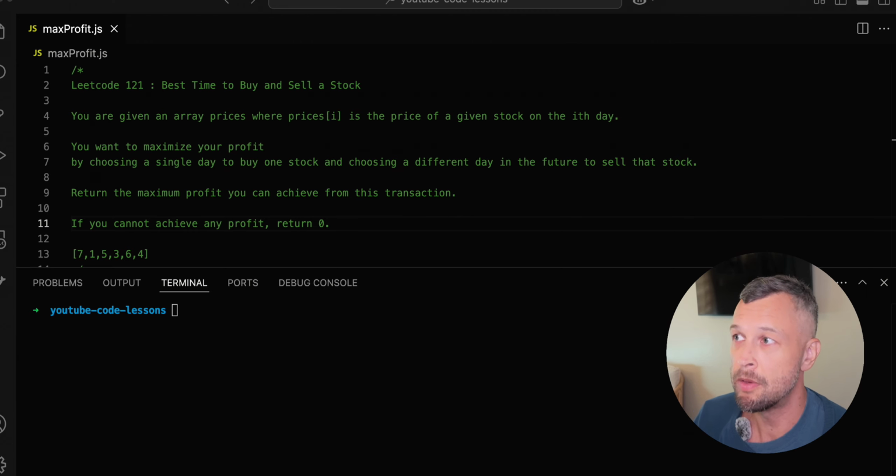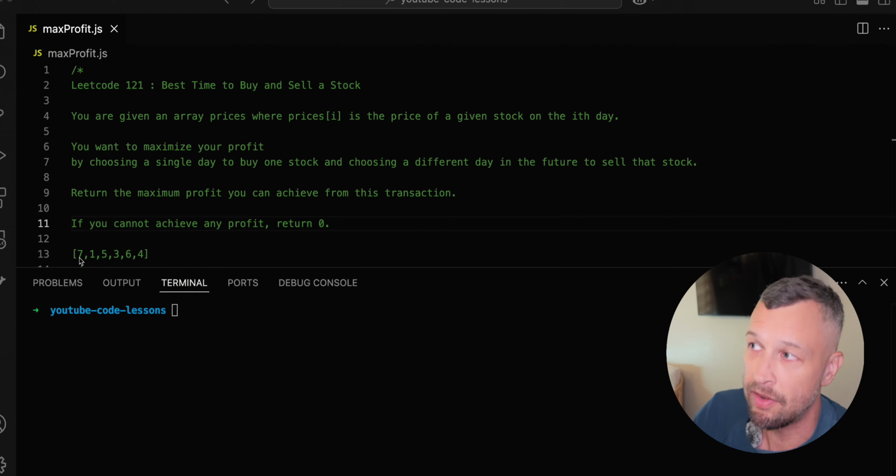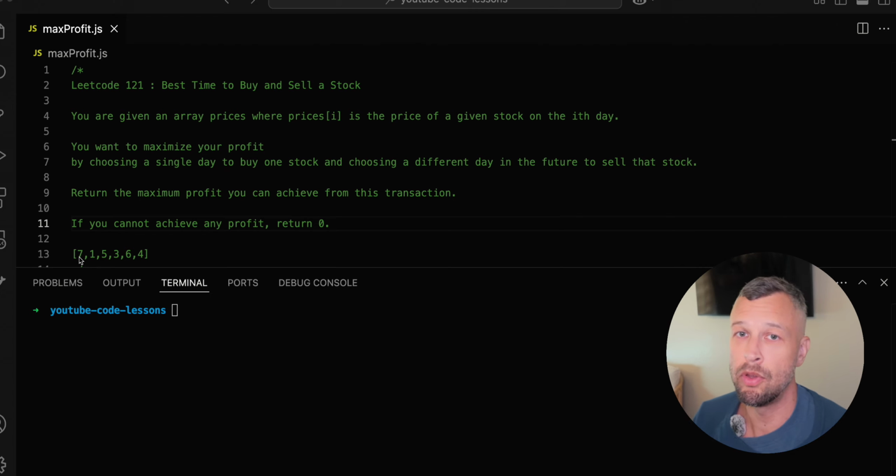But just to go over the problem description, we're given an array of prices and we want to find the price of a given stock on a certain day. So in our array, each number is going to represent a day. We're going to start at day one. And essentially what we want to do, just like anytime you deal with stocks, you want to buy low and sell high. So we want to maximize our profit. We're going to choose a single day to buy one stock, and then we're going to choose another day in the future to sell that stock. If we can't achieve any profit, then we're going to return 0.